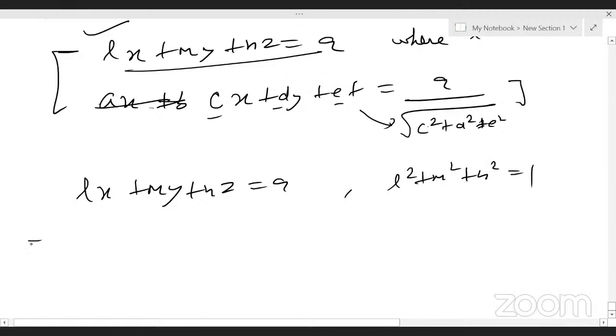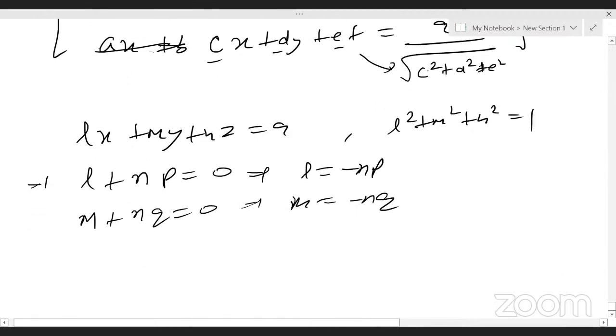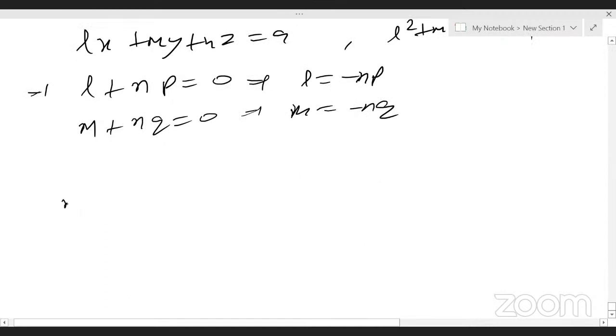Now differentiate with respect to x, you will get L plus NP is equal to 0, right? So L is equal to minus NP. Similarly, if I differentiate with respect to y, M plus NQ is equal to 0. This gives M is equal to minus NQ, right? Now put it in the equation. From there, minus NP square plus minus NQ square plus N square is equal to 1.